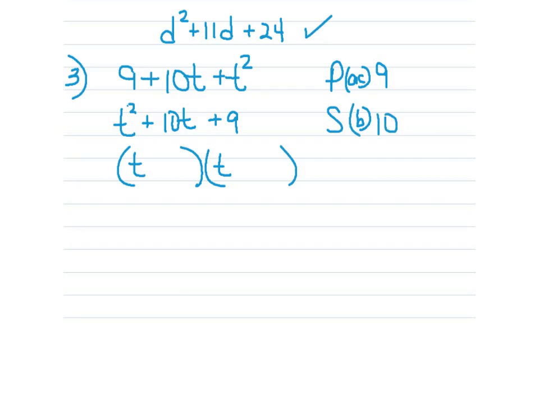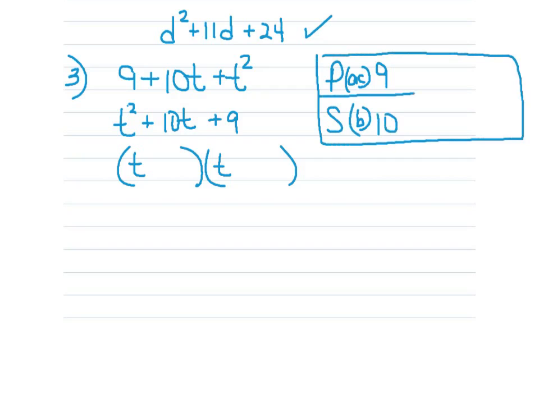So let's guess and test two numbers that when I multiply them, they give me 9. When I add them, they'll give me 10. All right, so let's try 9 times 1. 9 times 1 is 9. 9 plus 1 is 10. I found them. 9 times 1, 9 plus 1, and there they are. So I can go ahead and finish my factoring. So I have t plus 9 and t plus 1.